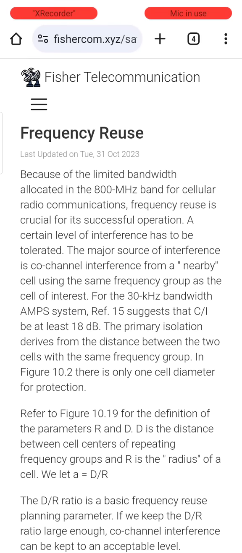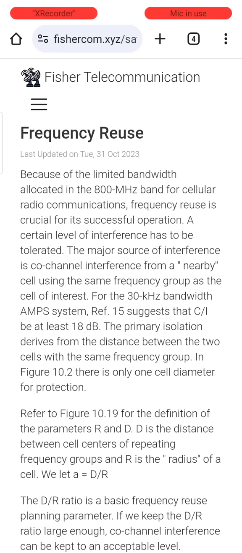Frequency reuse is needed because of the limited bandwidth allocated in the 800 MHz band for cellular radio communication. Frequency reuse is crucial for its successful operation. A certain level of interference has to be tolerated. A major source of interference is co-channel interference from a nearby cell using the same frequency group as the cell of interest. For the 30 kHz bandwidth AMPS system, reference 15 suggests that C/I be at least 18 dB.